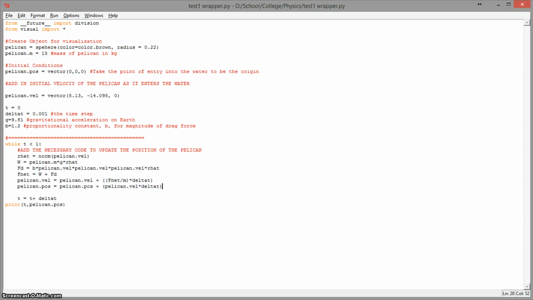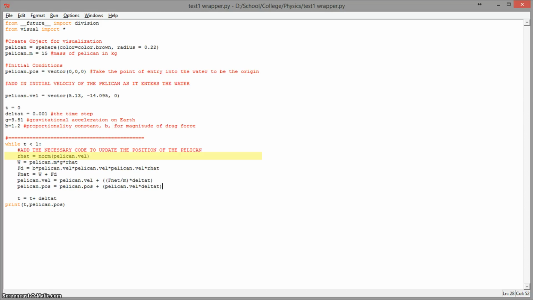Shown now is the completed code, and we will go through each step and explain what it does. First is the pelican's initial velocity, which is set equal to the vector using the x and y components shown in the triangle on the last slide. That's derived using the angle with the initial velocity.